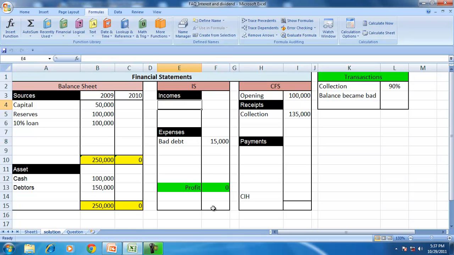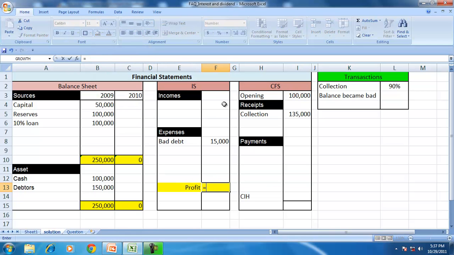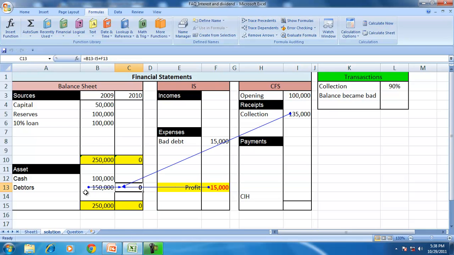Since there is no other expense, no other income, the profit is minus 15,000, because there are no incomes. The entire bad debt is treated as a loss here, and the debtors will be reduced to the extent of 135 for the collection and to the extent of 15,000 for the bad debt. So the debtor has become zero because of the collection of 90% and the bad debt, the balancing figure, which is 15,000.